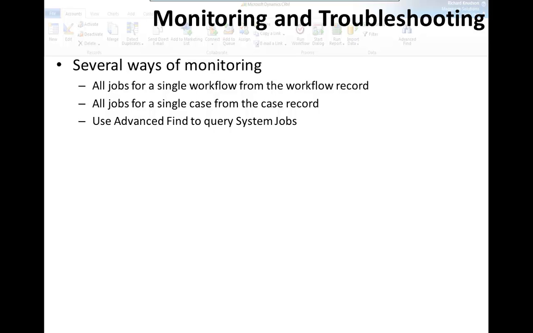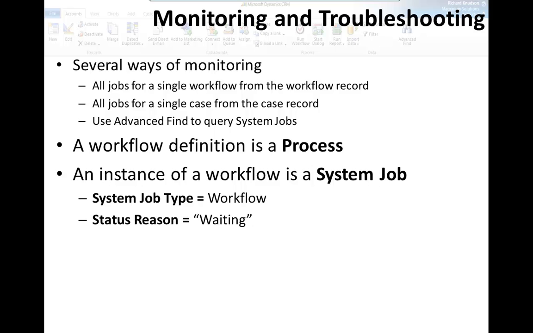And that's what I want to talk about today. That's a little bit less obvious. A workflow definition, when you write a workflow in the process designer, save it and activate it, that's a process. But an instance of a workflow, that is a workflow that has run or is running, that's a system job. System jobs in Dynamics CRM specifically refer to asynchronous processes, and workflows are asynchronous.